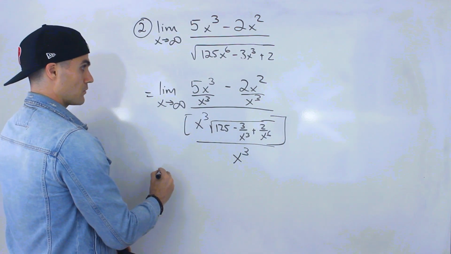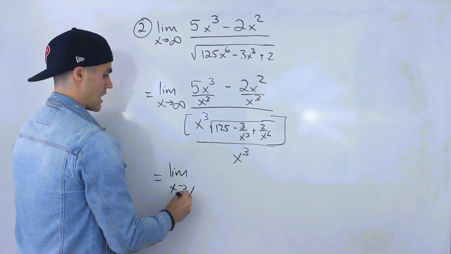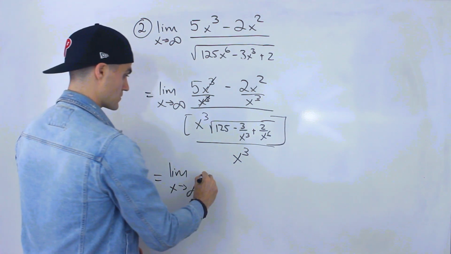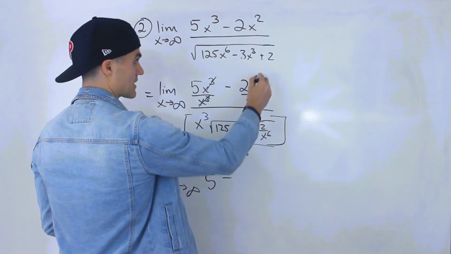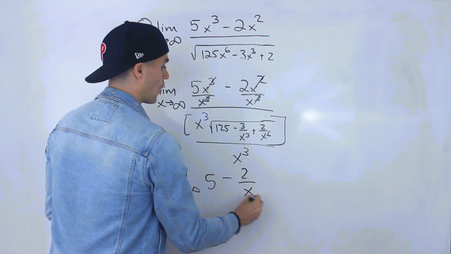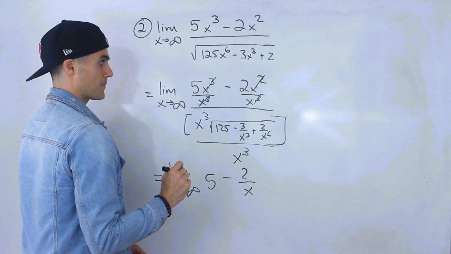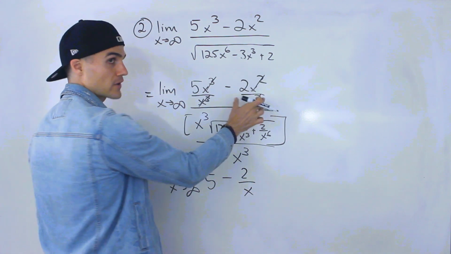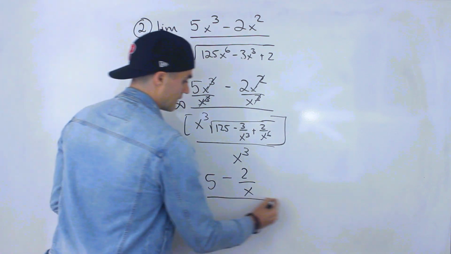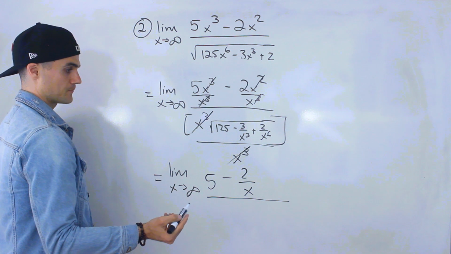And then from here, what we can do is we can just simplify these. So x to the power of 3, x to the power of 3, those cancel out. So we got 5 minus x to the power of 2 over x to the power of 3. That would simplify to 2 over x, because there's 2 x's up top, 3 x's at the bottom, so there's one x left at the bottom. And this is going to be all over... notice this x to the 3, that x to the 3 cancel out.